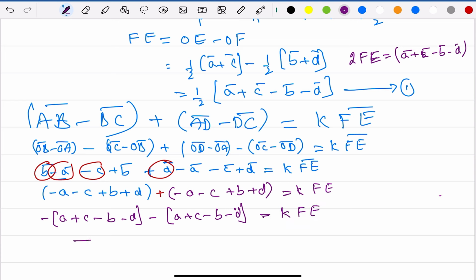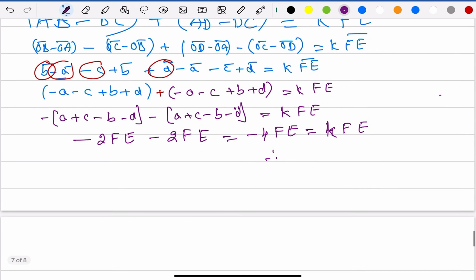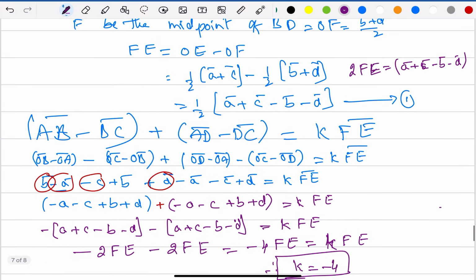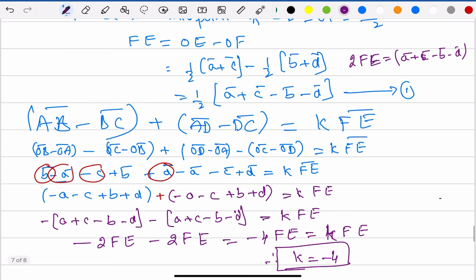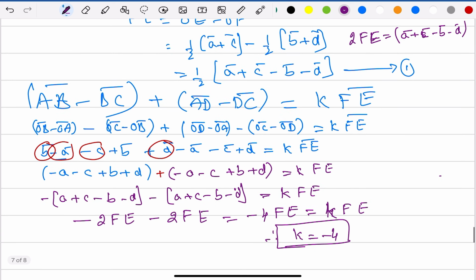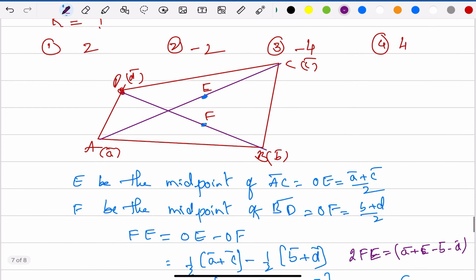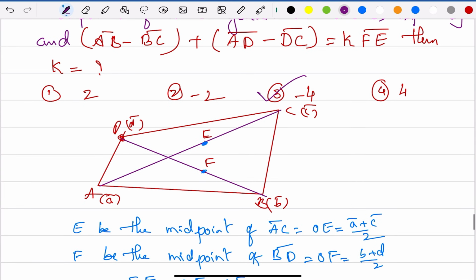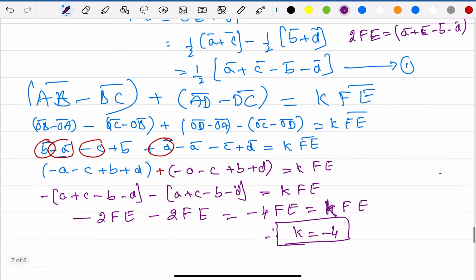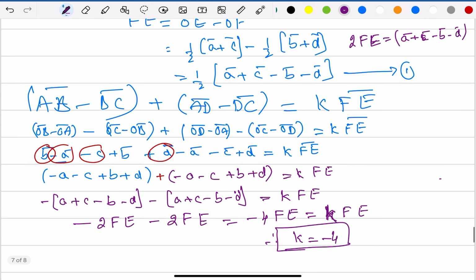So this can be written as 2FE minus 2FE, that equals minus 4FE, is equal to KFE. So therefore K is equal to minus 4. By comparing LHS and RHS, the value of K is minus 4. So our third option is correct. K is equal to minus 4.